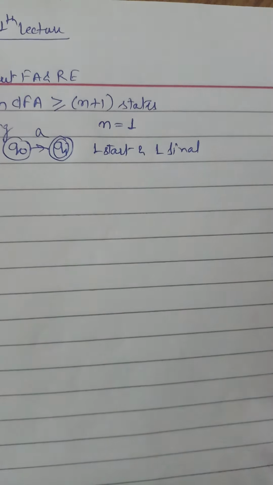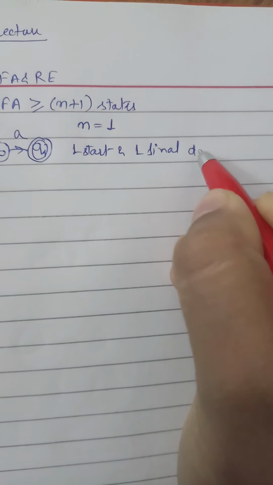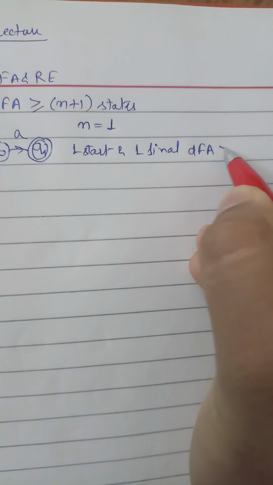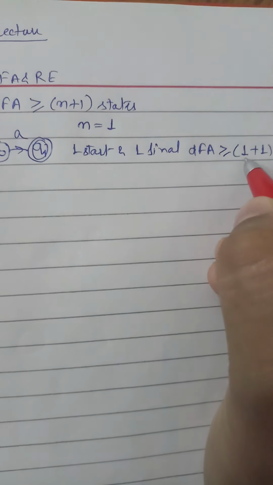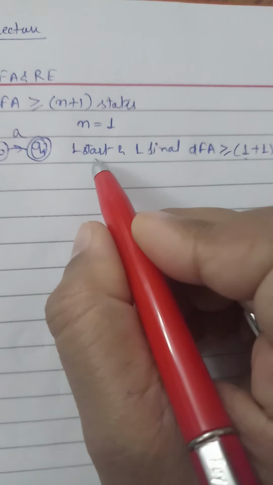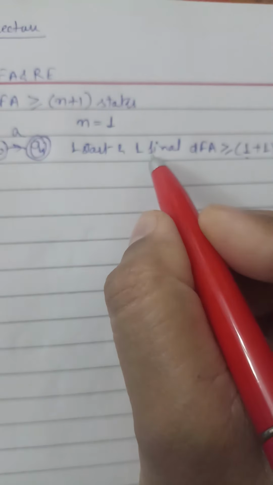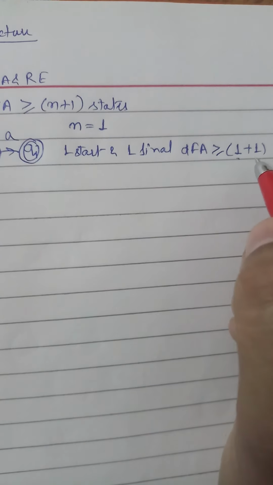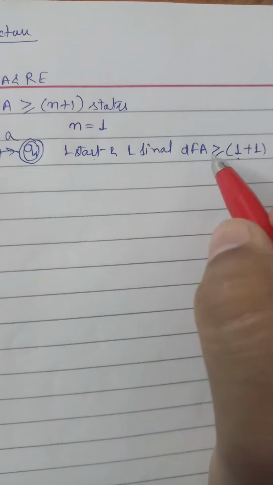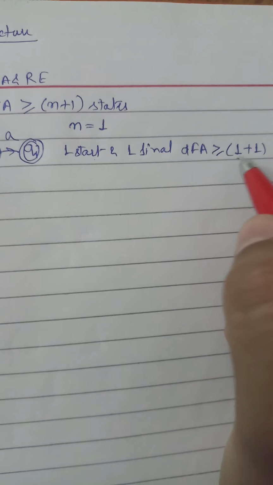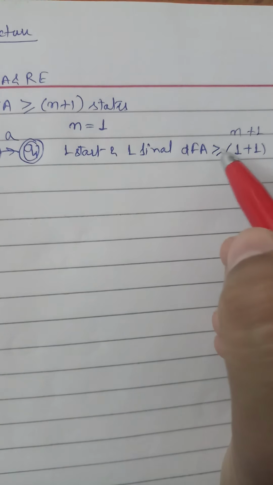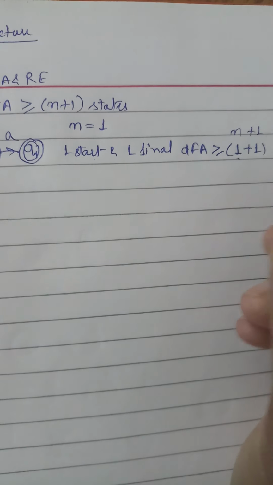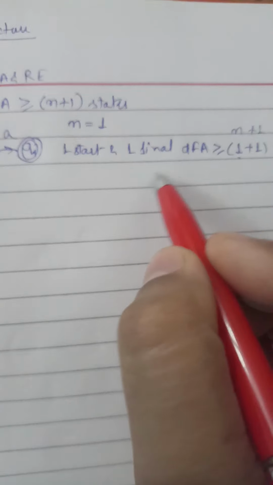So what can we say? We can say DFA is greater than or equal to length of the string 1 plus 1. The length of the string is 1 and we have 2 states, one is start and one is final. So that is 2. So DFA is greater than or equal to n plus 1. That is n and that is plus 1. One more state is also required because this is a DFA.